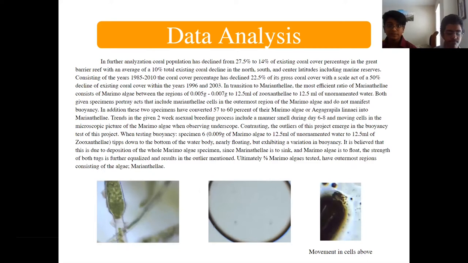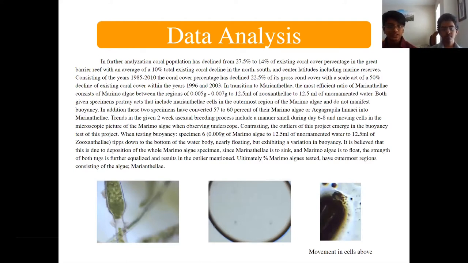In further analysis, coral populations declined from 27.5 to 14% of existing coral cover percentage in the Great Barrier Reef, with an average of 10% total existing coral decline in the north, south, and central regions, including marine reserves. Consisting of the years 1985 through 2010, coral cover percentage has declined 22.5% of its gross coral cover, with a scale at a 50% decline in existing coral within the years of 1996 through 2003.